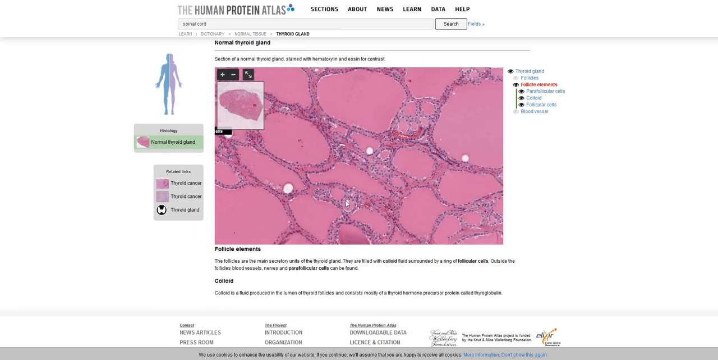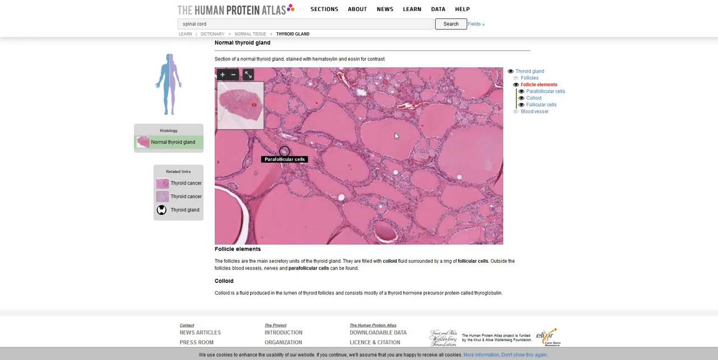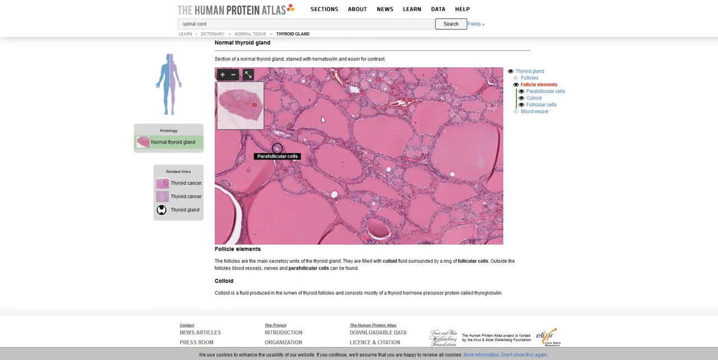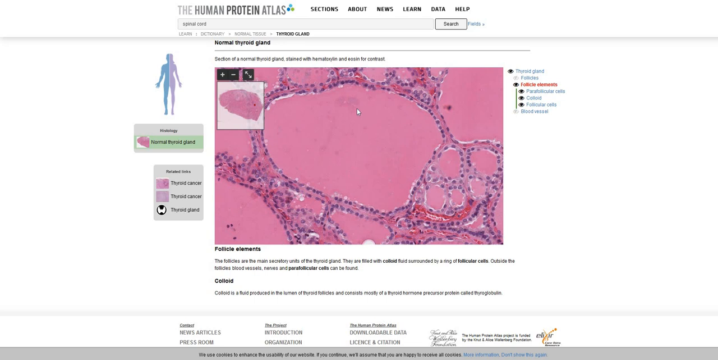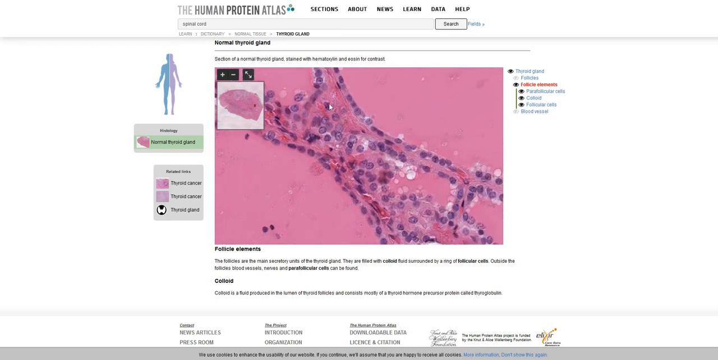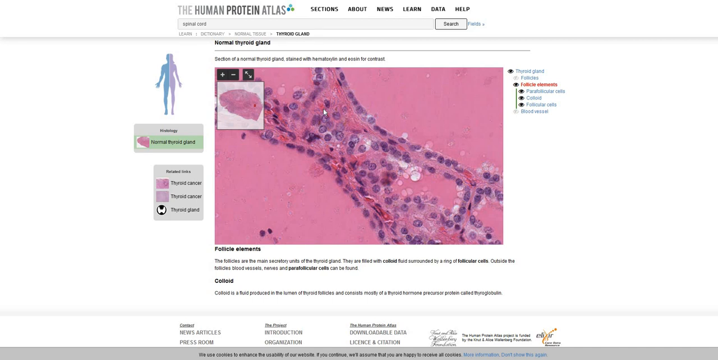To summarize, we have the basic unit of the thyroid gland being the follicle, each of these round guys here. Follicles are filled with colloid, that fluid. This is the storage place for our T3 and T4 hormones, surrounded by our follicular cells. And then we have those cells on the periphery. These are called parafollicular, and they are producing calcitonin.